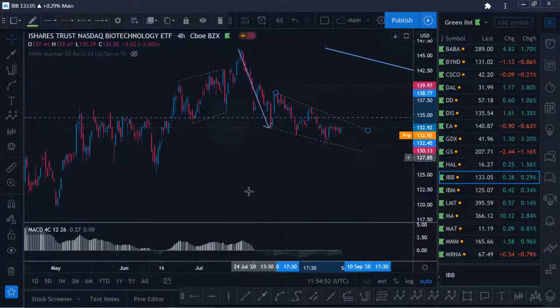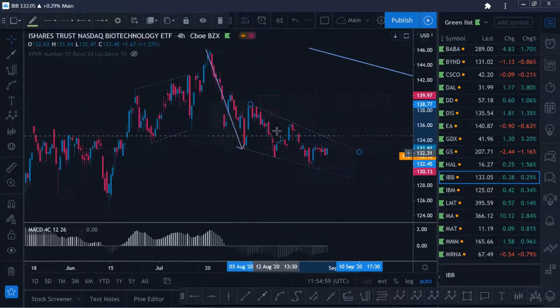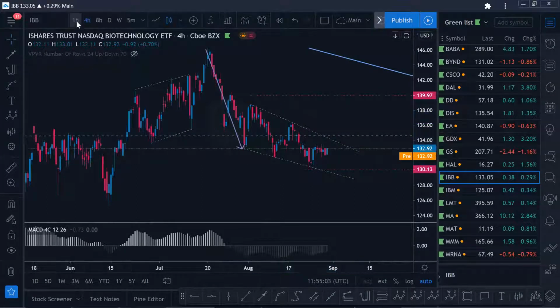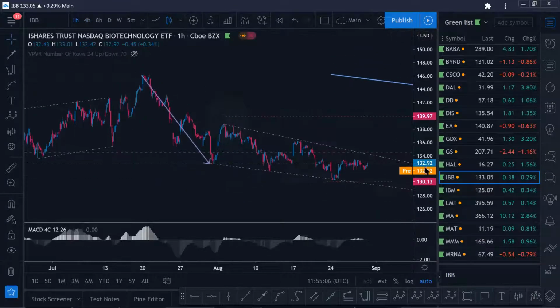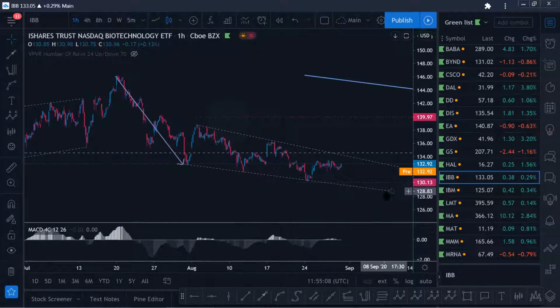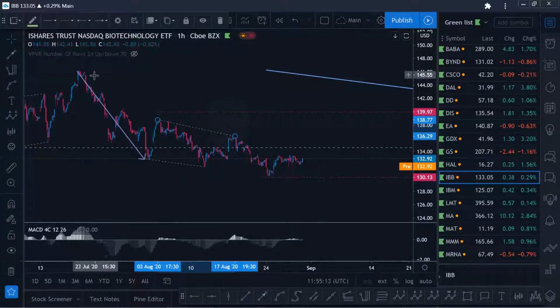I don't see this heading higher. I don't see a scope where this pattern decides it wants to go higher, given the current structure. We've had this impulse, we've gone into a little bit of a correction, and we need to see another strong impulse down. Potentially, another way to look at it is that this is the correction, and now we are just in a choppier version of this wave.